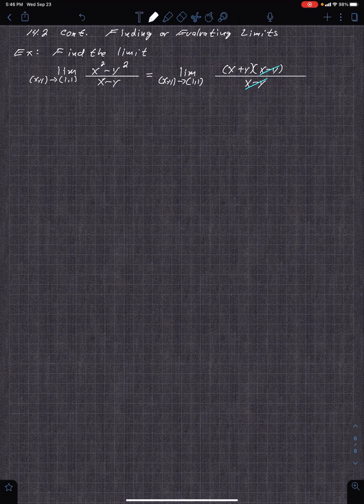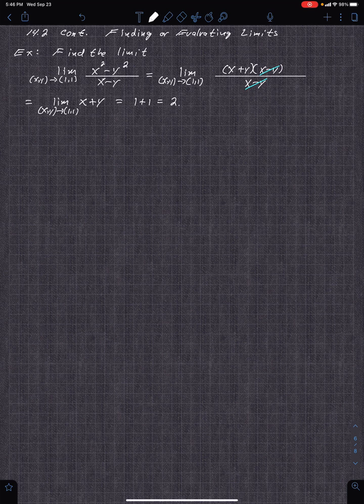the x minus y over x minus y is going to reduce to 1, and you are left with just x plus y. So that's equal to the limit of x plus y as (x, y) approaches (1, 1). And so you get 1 plus 1 when you substitute in, which is equal to 2.